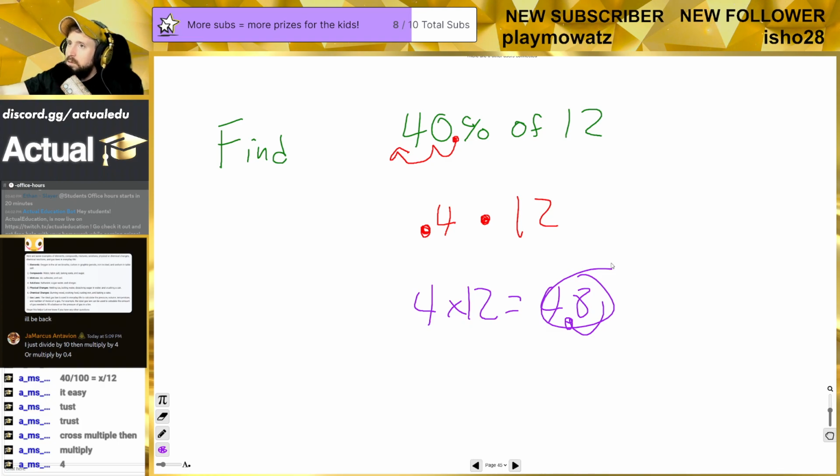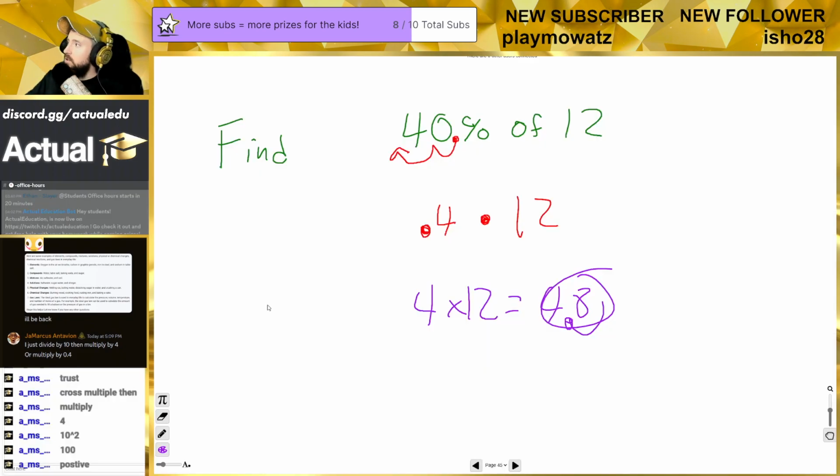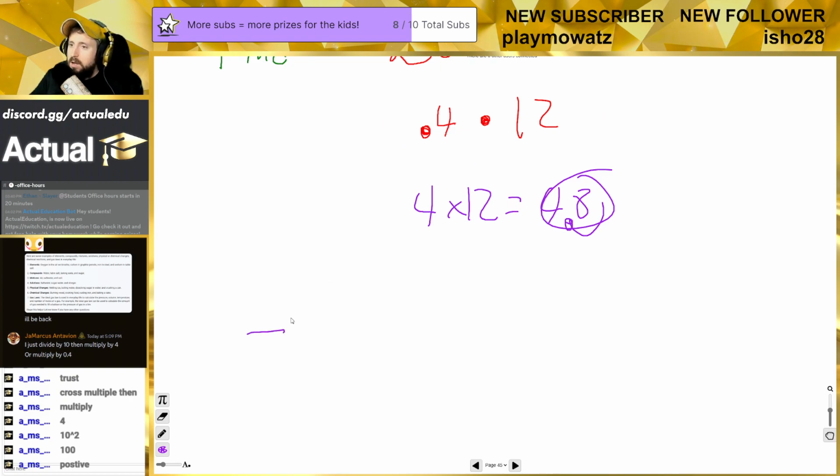Okay, cool. Let's go back to the rest of the question. Square it. What does it mean to square something? Multiply it by itself. So negative 10 times negative 10 is what? It's a positive 100. Yeah, Monkey's right. It's positive 100, because when you're multiplying negative 10 times negative 10, two negatives multiplied by each other cancel out. So you just get 100.